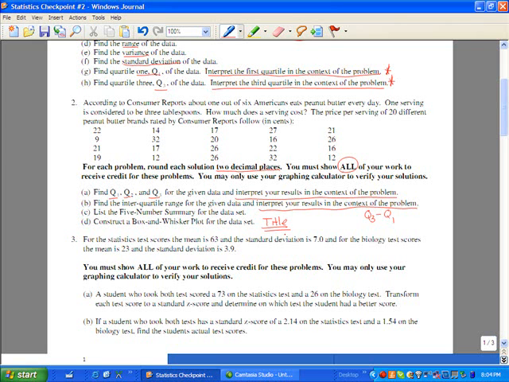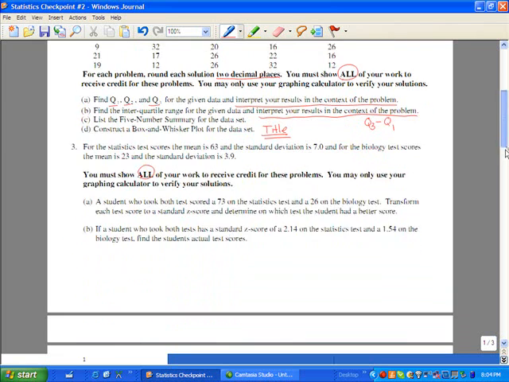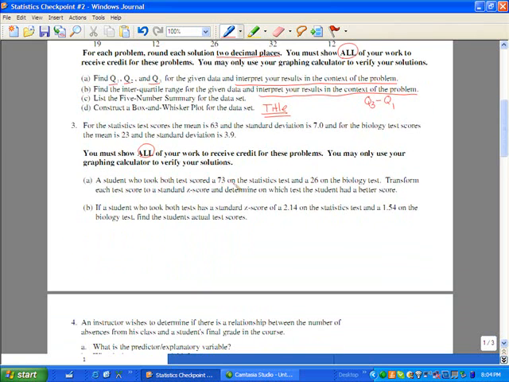All right, let's look at the third one here. It says for statistics test scores, the mean is 63, standard deviation is 7, and for biology test scores, the mean is 23, the standard deviation is 3.9. Again, you must show all of your work to receive full credit. You may only use your graphing calculator to verify your solutions.